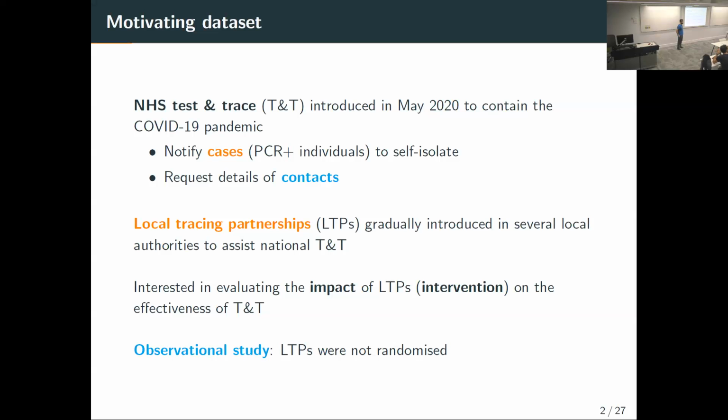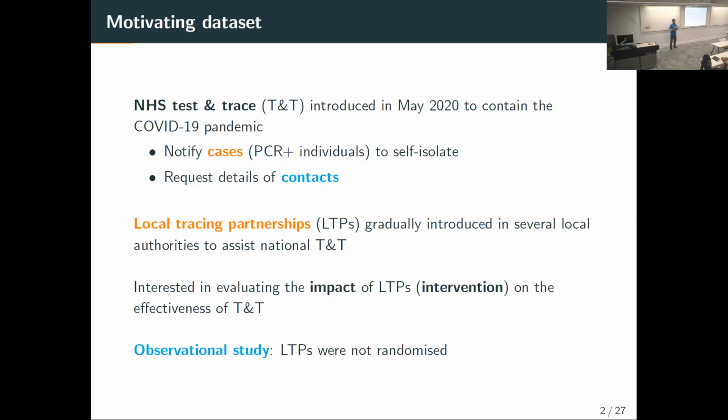Early studies, not just from the UK but from around the world, showed that contact tracing was a very important tool we had to contain the pandemic. It did a good job, and there were studies that found positive results in that sense. For that reason, the NHS tried to make it even more effective. Starting from July 2020, they introduced an intervention, the so-called local tracing partnerships, which I will abbreviate as LTPs for the remainder of the talk.